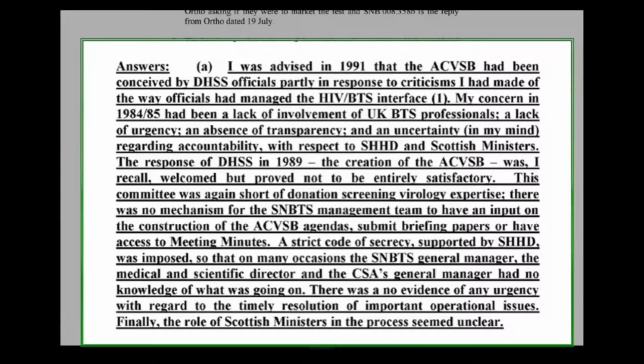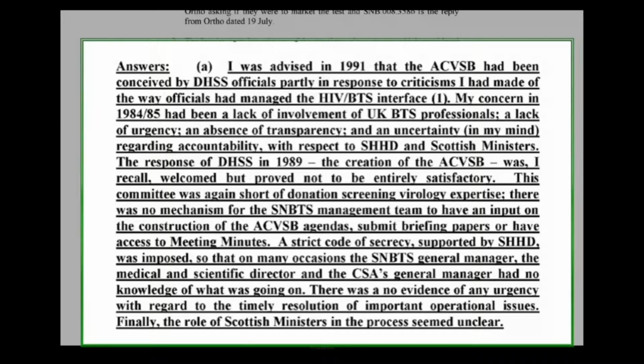that the ACVSB, the Advisory Committee on the Virological Safety of Blood, had been conceived by DHSS officials partly in response to criticisms I had made of the way officials had managed the HIV/BTS interface. My concern in 1984-5 had been a lack of involvement of UK blood transfusion service professionals, a lack of urgency, an absence of transparency, and an uncertainty in my mind regarding accountability with respect to the Scottish Home and Health Department and Scottish ministers.